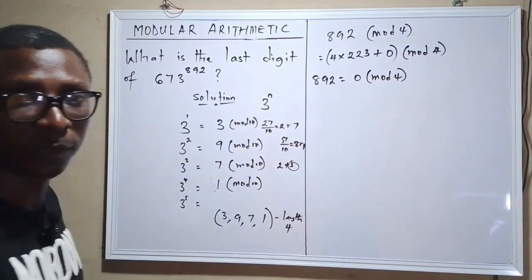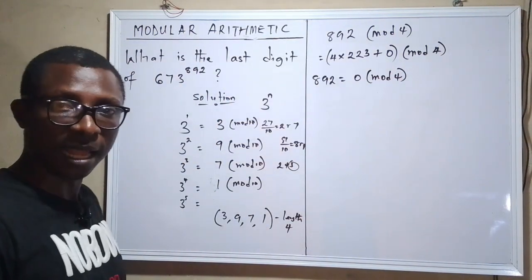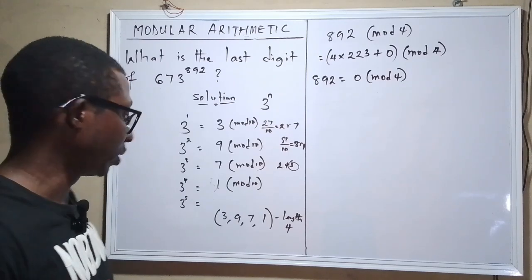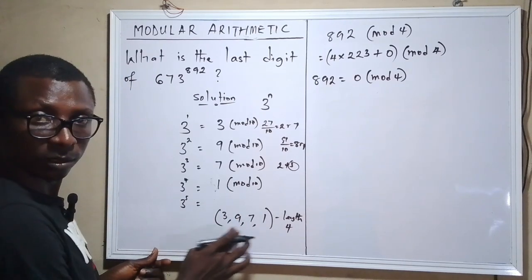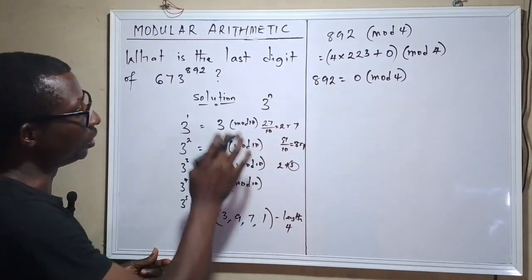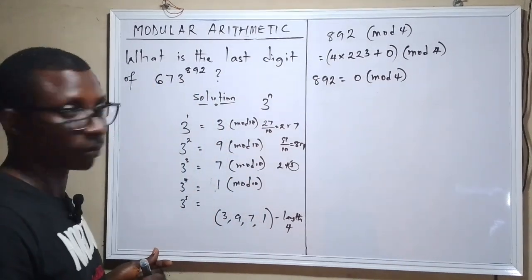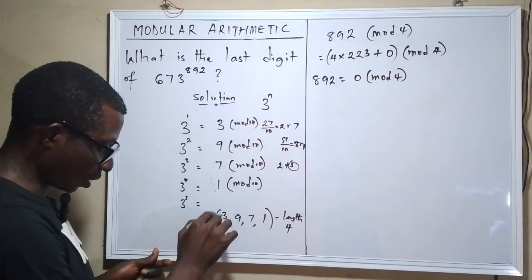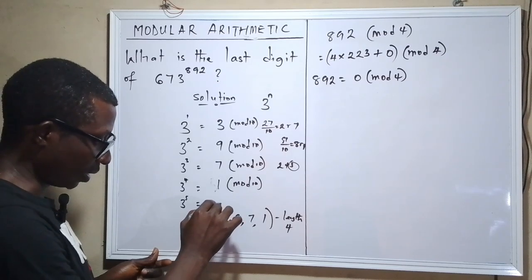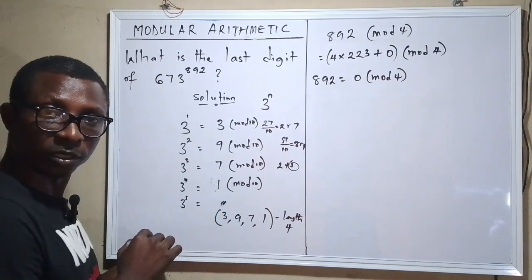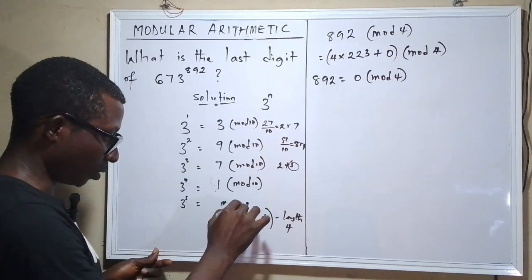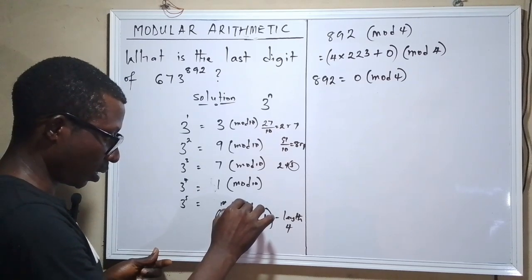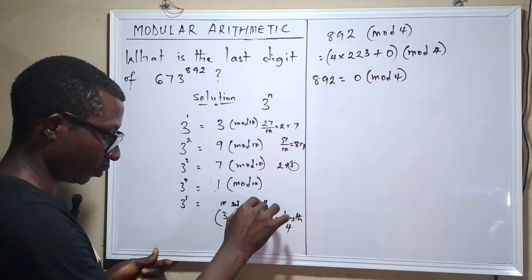All right. So now we are in the last stage. Now, how do we know which of these is the last digit for this question? Now, this first number we have here is the first possible last digit. This is the second. This is the third. And this is the fourth.